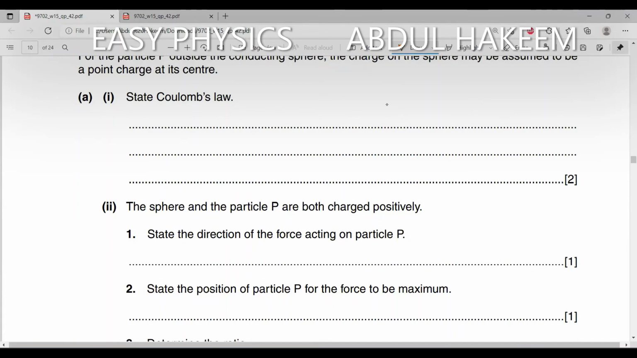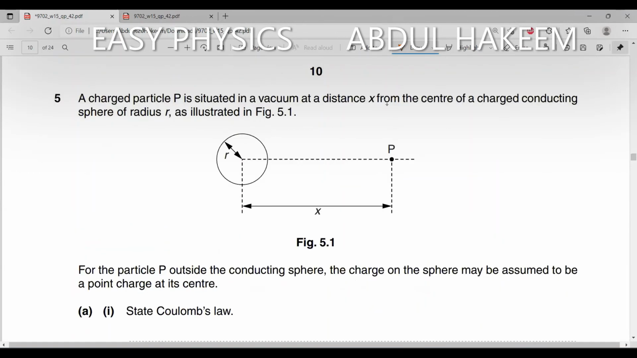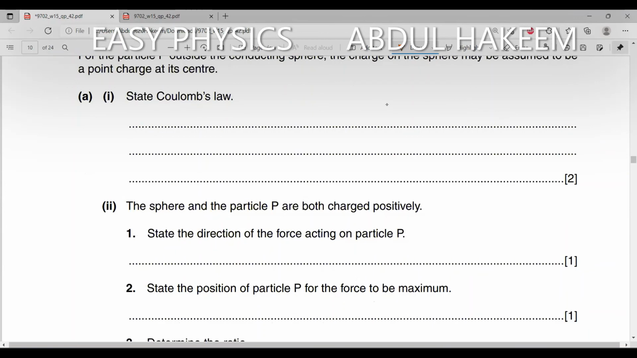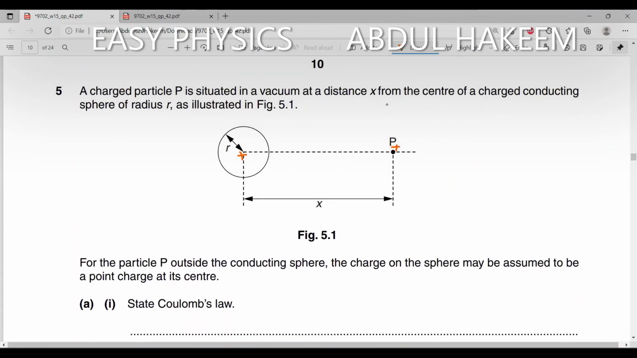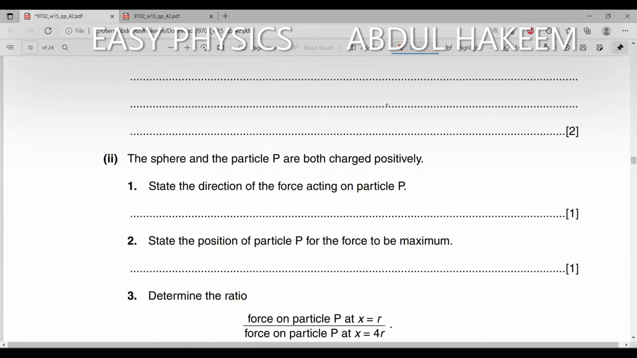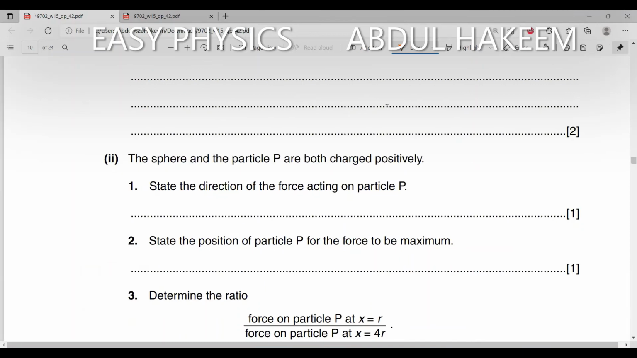The sphere and the particle P are both charged positively. State the direction of the force acting on the particle P. Definitely due to repulsion, it will move in this direction. So the direction of the force is towards the right at P.